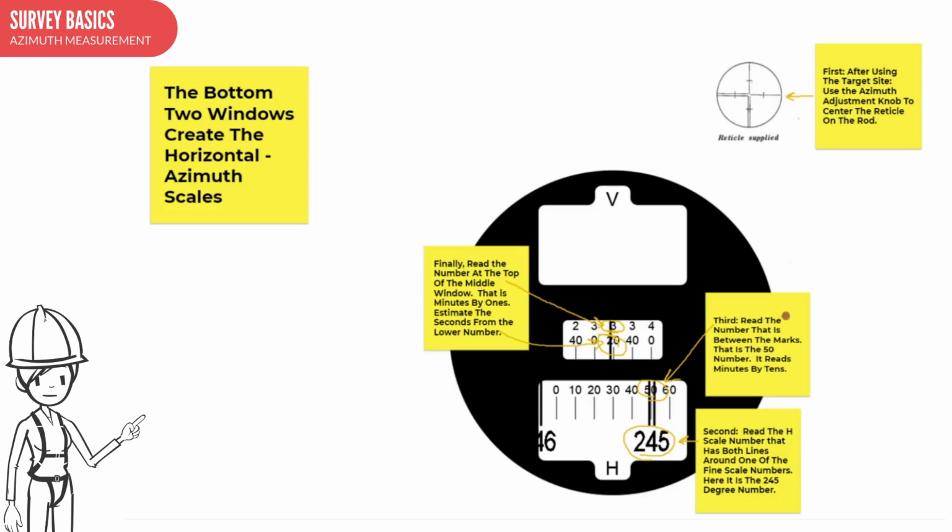Third, read the minutes by looking at the number above the degrees that counts by tens. In this case it is 50. So a rough reading is 245 degrees and 50 minutes.